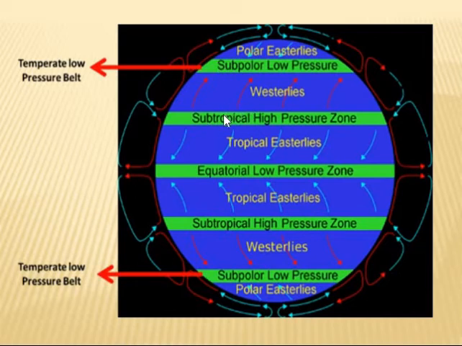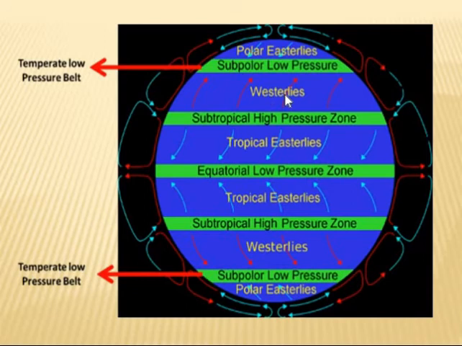See here, these westerlies are blowing in the northern hemisphere from southwest to northeast under the influence of Coriolis force. And in the southern hemisphere, they are blowing from northwest to southeast. As they come from the western side, that is why they are known as westerlies. That is the first point.